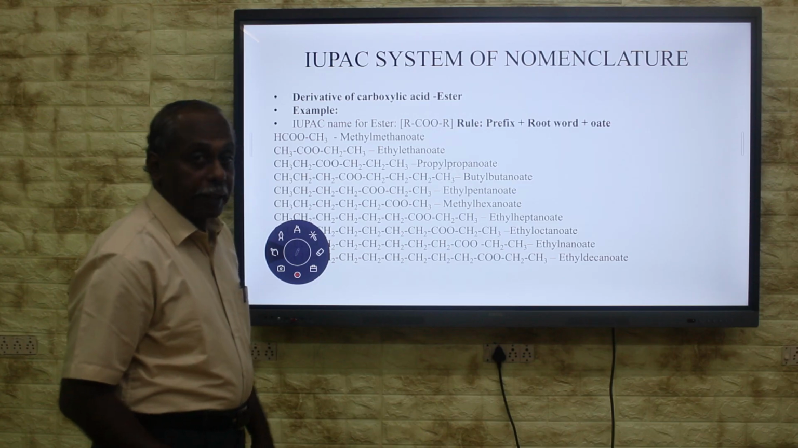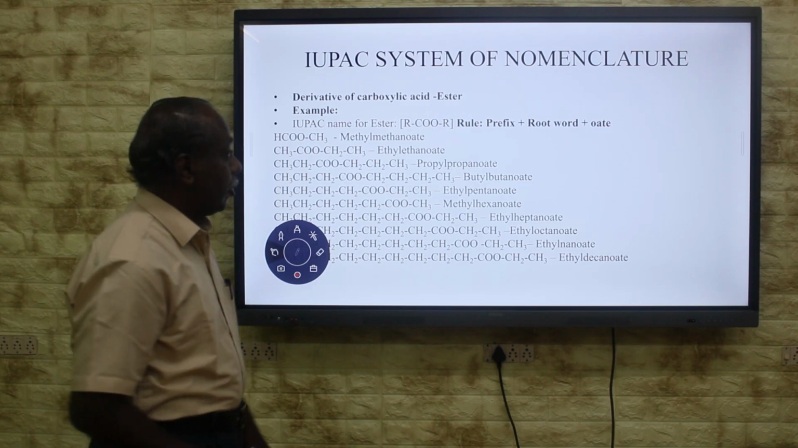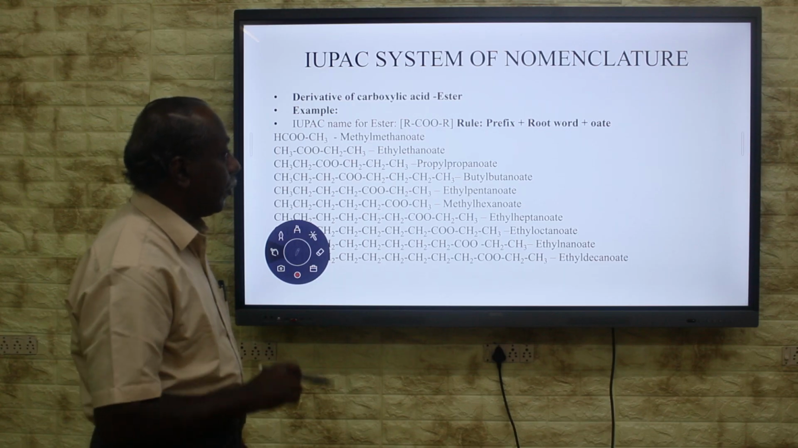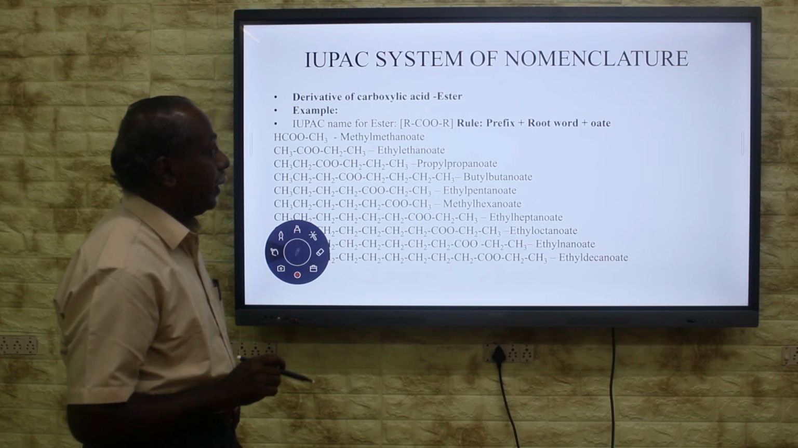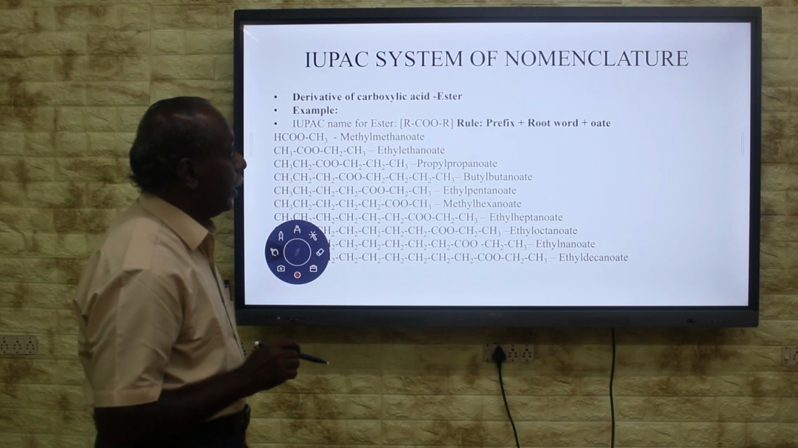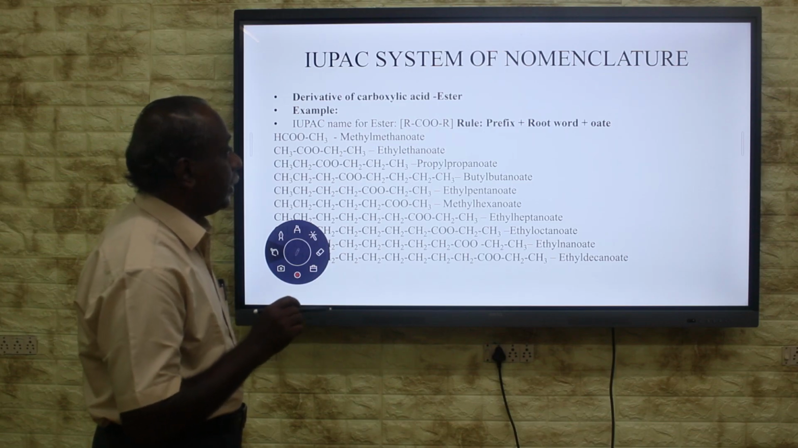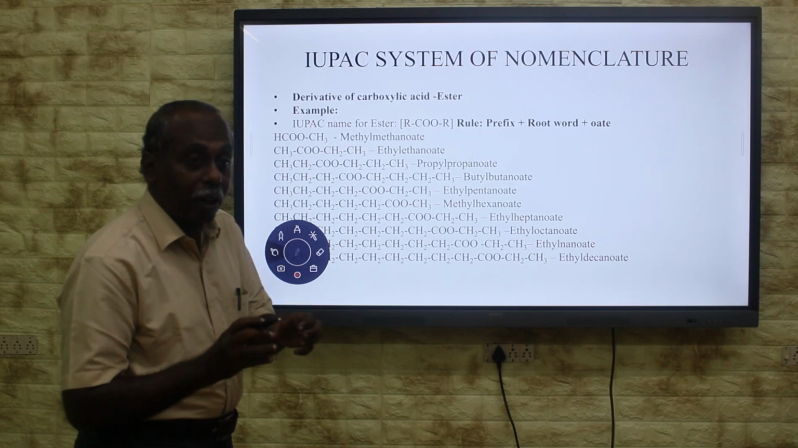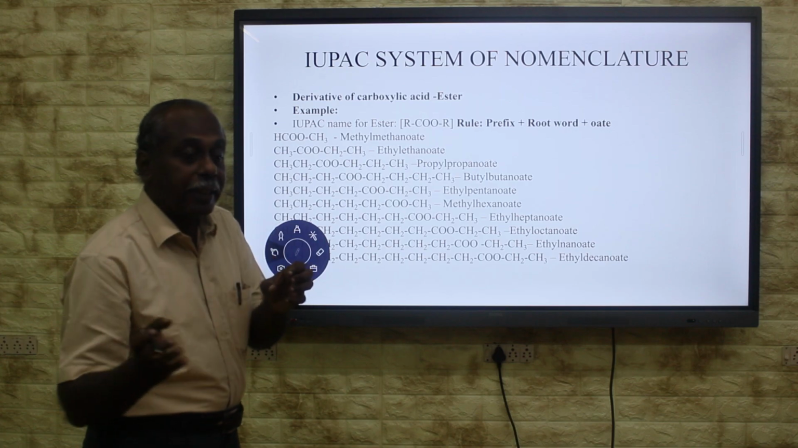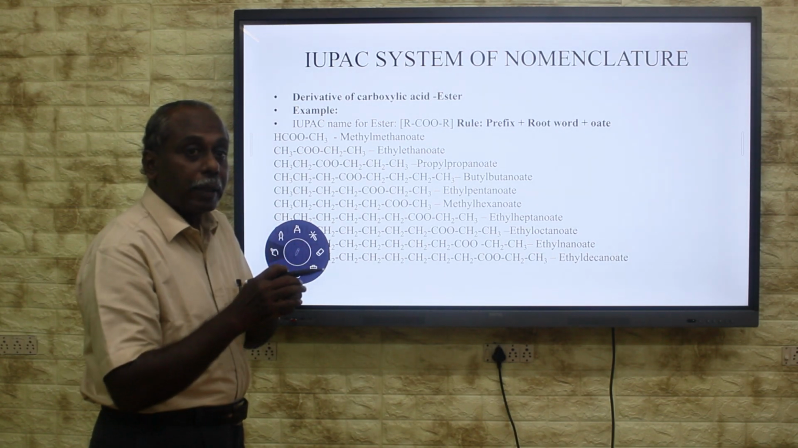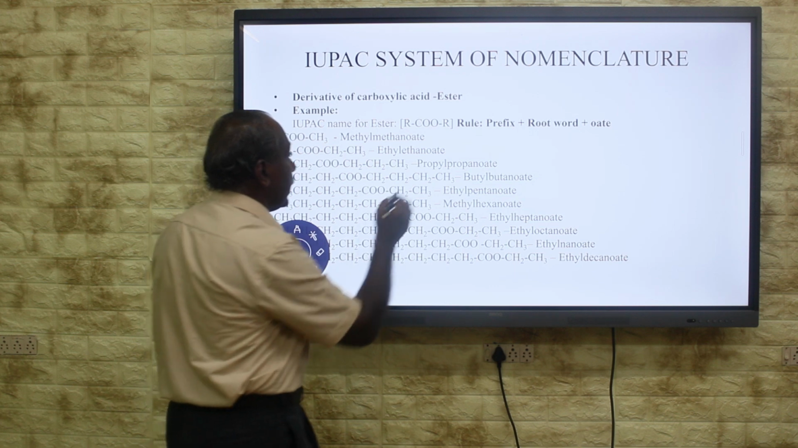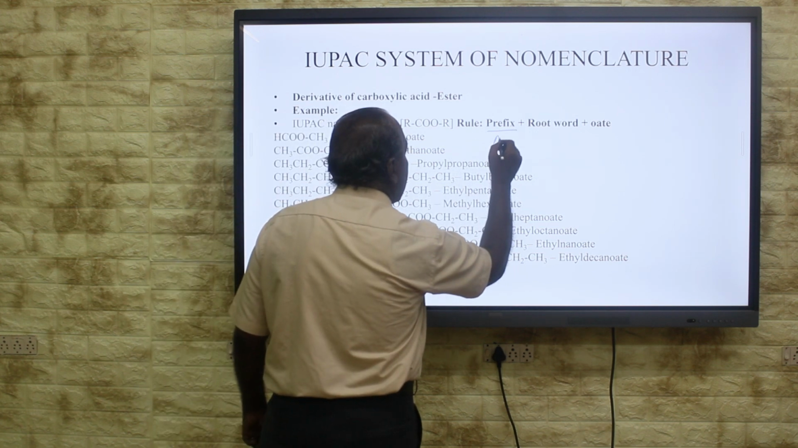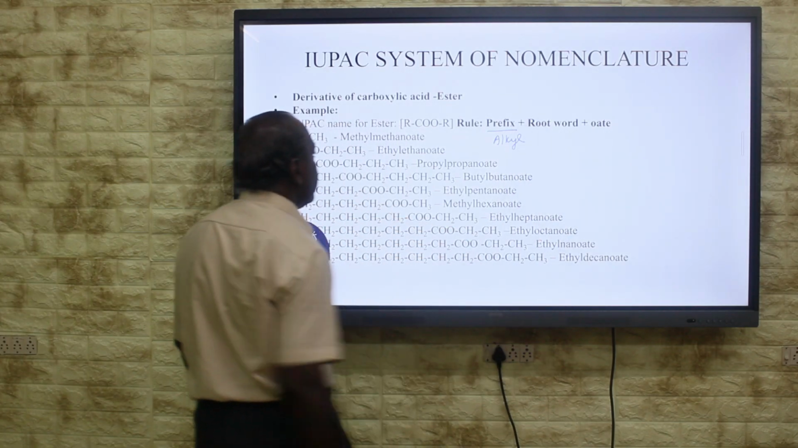Here we are going to write the IUPAC name for the derivative of carboxylic acid. Here ester. Here also the rule is prefix, root word. Then along with the root word, here you are going to add OATE. Here prefix, what is prefix? In the carboxylic acid, one of the hydrogen is replaced by alkyl group. The alkyl name should be given in the prefix. In the prefix, we are going to write the alkyl name.